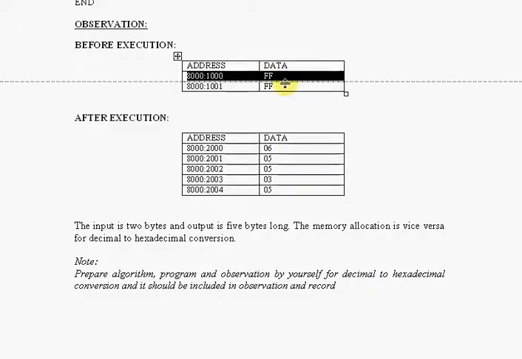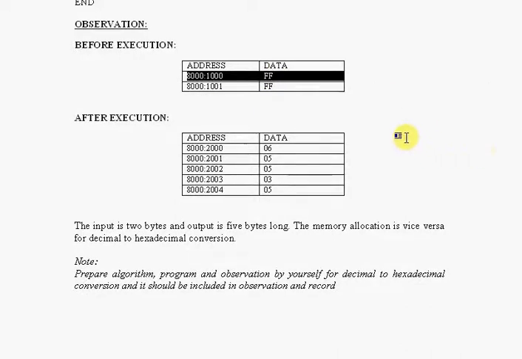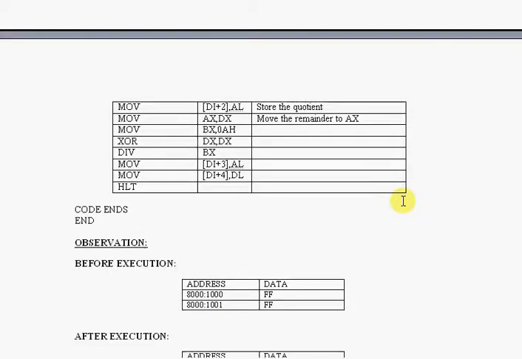Look here, as an example you have FF and FF. The output could be 06, 05, 05, 03, 05. Here the arrangement is something like big endian. If it were little endian, the 05 would be in 2000. But you are following big endian, though it is better to go with little endian. If you have any idea, you can change these memory allocations.